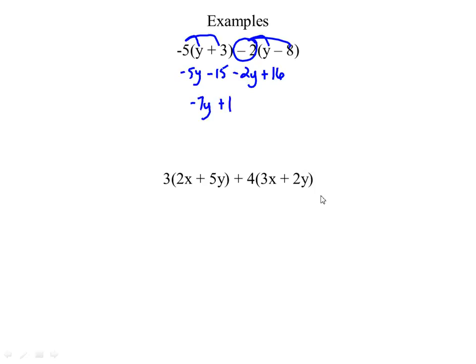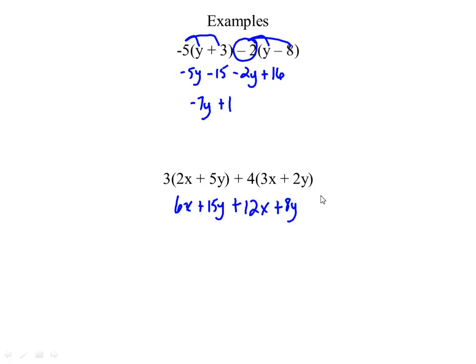The next problem, we'll take 3 and multiply it through the first group. So 3 times 2x is going to be 6x. And 3 times 5y is going to be 15y. Then take the 4 and multiply it through. So 4 times 3x is going to be 12x. And 4 times 2y is going to be 8y.